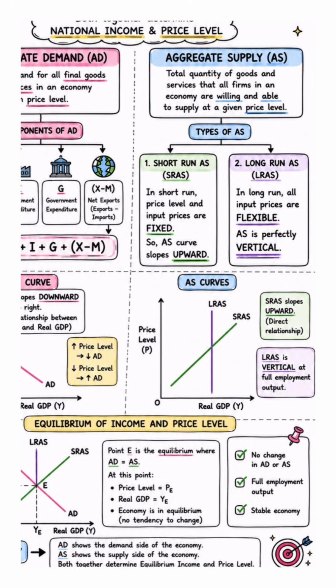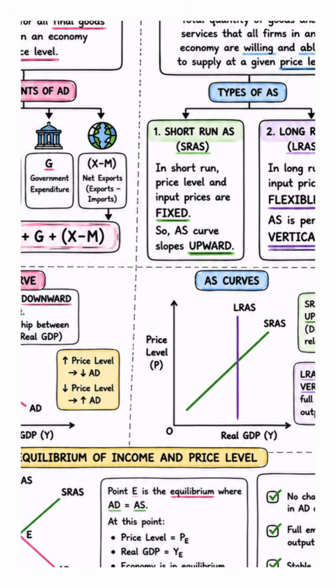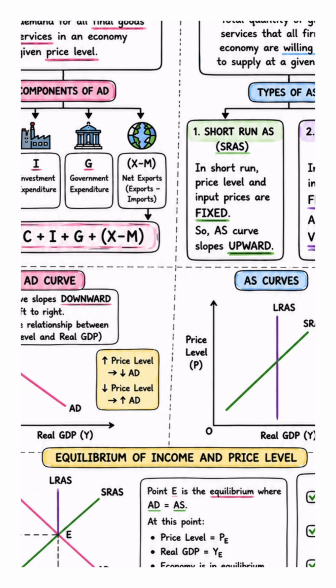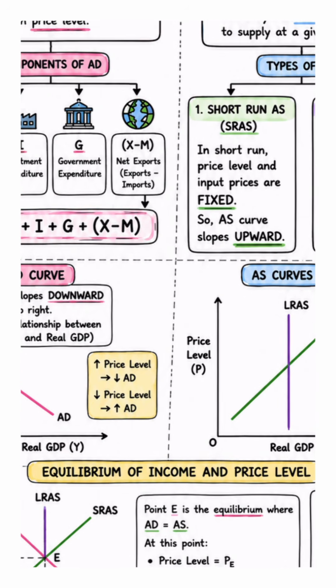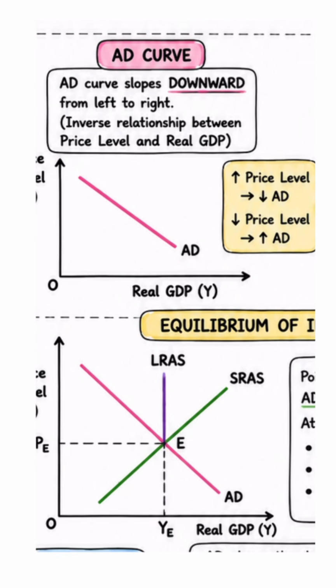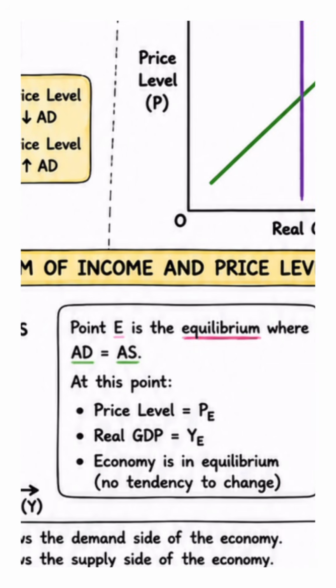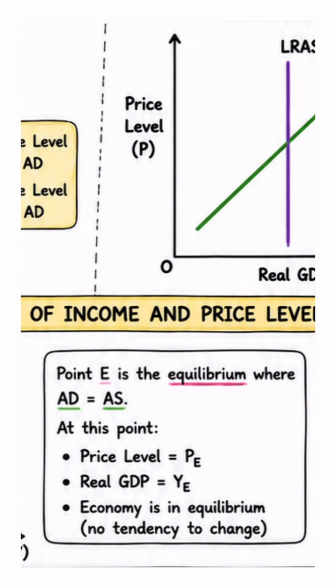Now the very important topic is the equilibrium of income and price level. You can see here the graph of both AS and AD, which is called the equilibrium position. You can see P, the price level, and Y, real GDP. In this graph, point E is the equilibrium where AD equals AS. At this position we call it equilibrium.